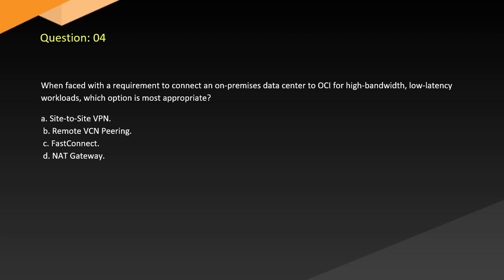Question 4. When faced with a requirement to connect an on-premises data center to OCI for high-bandwidth, low-latency workloads, which option is most appropriate? A. Site-to-site VPN. B. Remote VCN peering. C. FastConnect. D. NAT gateway.